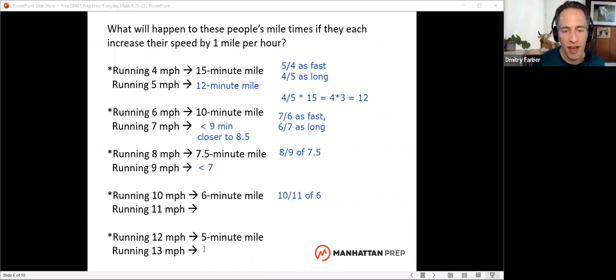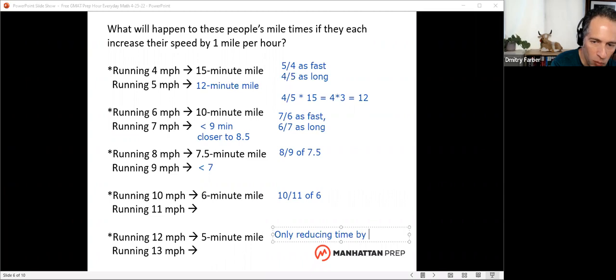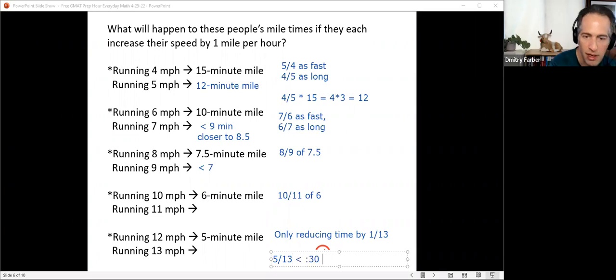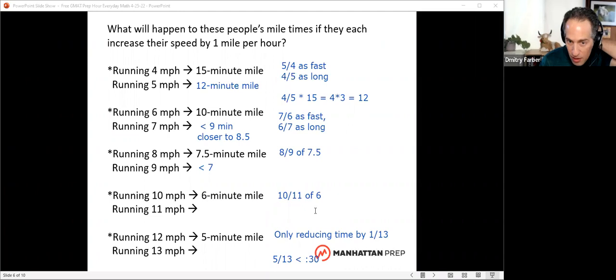If you're already running a 5-minute mile and you get a mile an hour faster, you're only reducing your time by 1/13. So that would be 1/13 of 5 minutes, right? So 5/13 is less than 30 seconds. If you figure 5/15 is 20 seconds, it's a third. It's going to be in between 20 and 30 seconds.